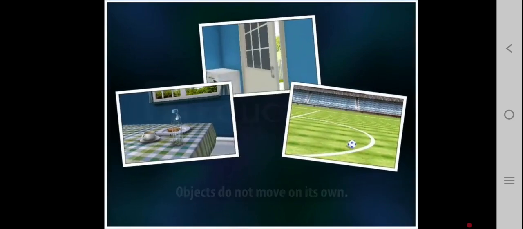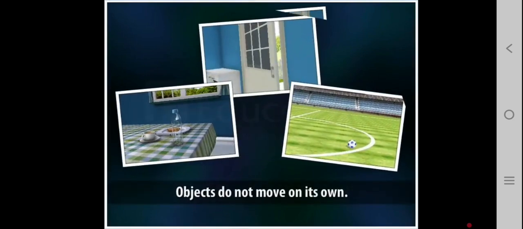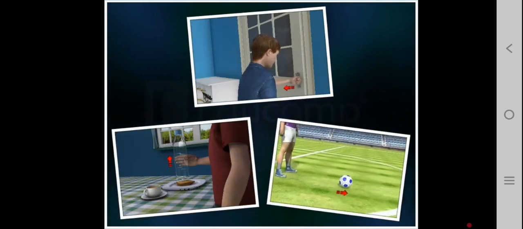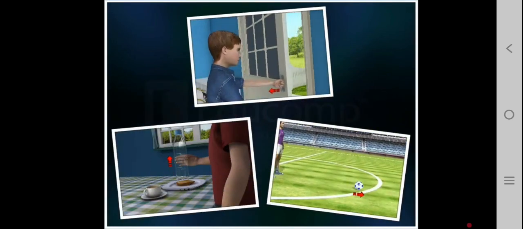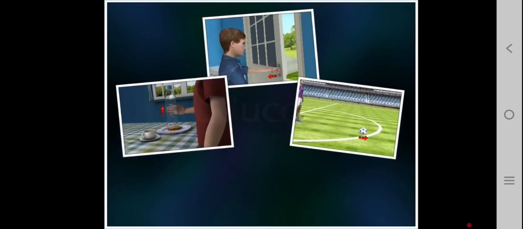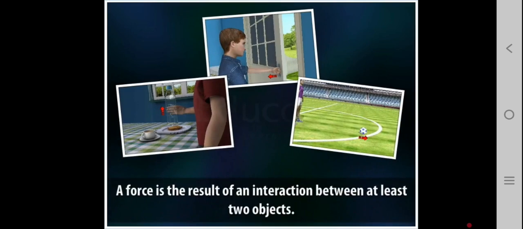As you know, objects do not move when they are left alone. But when you apply force on them, they move. In other words, you need to interact with them to make them move. So, a force is the result of an interaction between at least two objects.